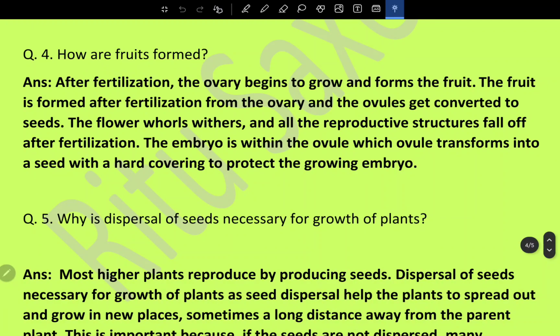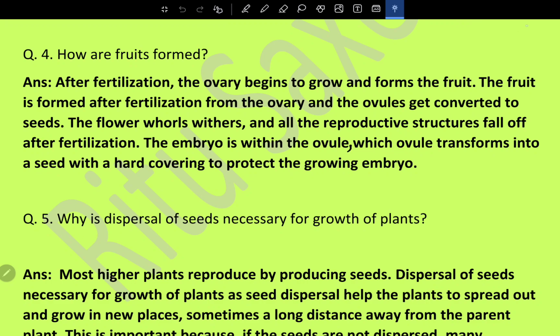Question number 4. How are fruits formed? After fertilization, the ovary begins to grow and forms the fruit. The fruit is formed after fertilization from the ovary, and the ovules get converted to seeds. The flower whorls wither and all the reproductive structures fall off after fertilization. The embryo is within the ovule, which transforms into a seed with a hard covering to protect the growing embryo. Here one comma should be there.